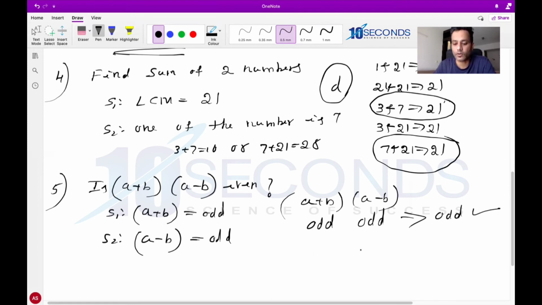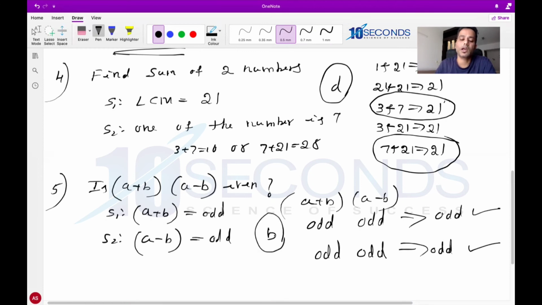Now I take statement 2. If a minus b is an odd number, by default a plus b is also an odd number. Again, odd into odd is an odd number. So it is not even, it is odd. Question is answered. Yes, of course, the question is answered. So either way, the question is answered. The question can be answered using either statement alone.